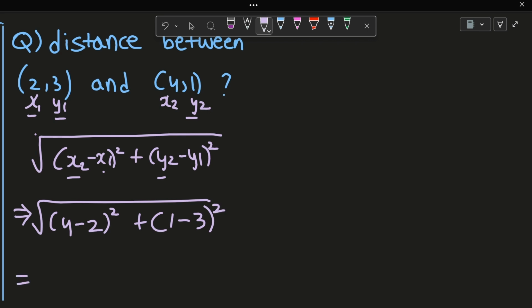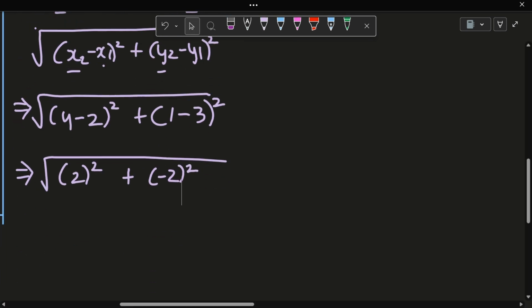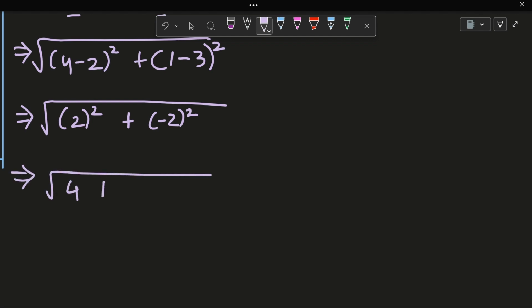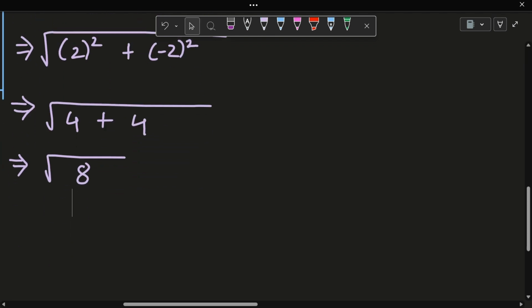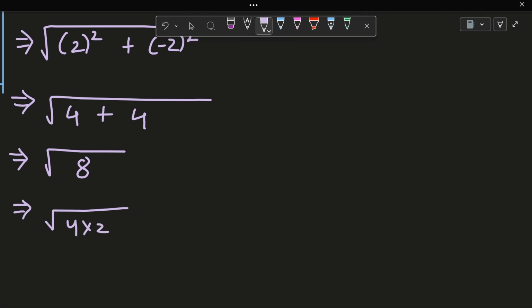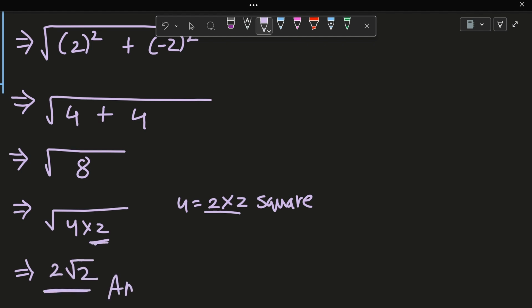So, simple calculation here. We have under root 2 whole square plus (minus 2) whole square. Calculating this, we will get under root 4 plus 4. Adding 4 plus 4, we get under root of 8. So 8 can be written as 4 into 2. We know that 4 is actually 2 into 2, which is 2 squared. So I'm going to bring the 2 outside, and we have a 2 inside the root. So this is going to be our final answer.